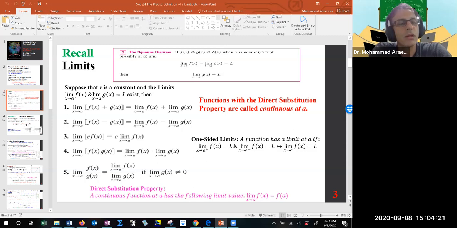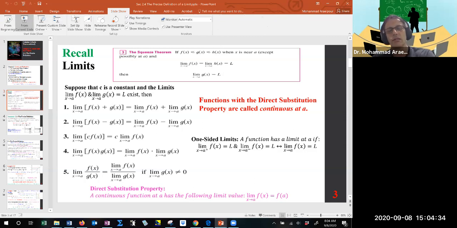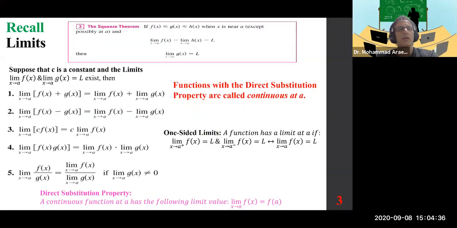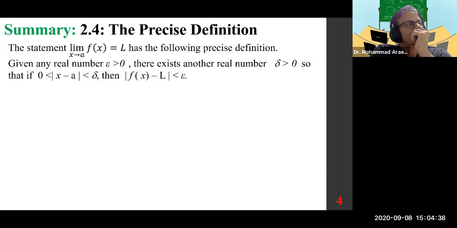Okay, I want to make sure we are comfortable with the concept. Now, this is a fairly short session, so let's put this in slide mode and get things started. First, the idea behind the precise definition.